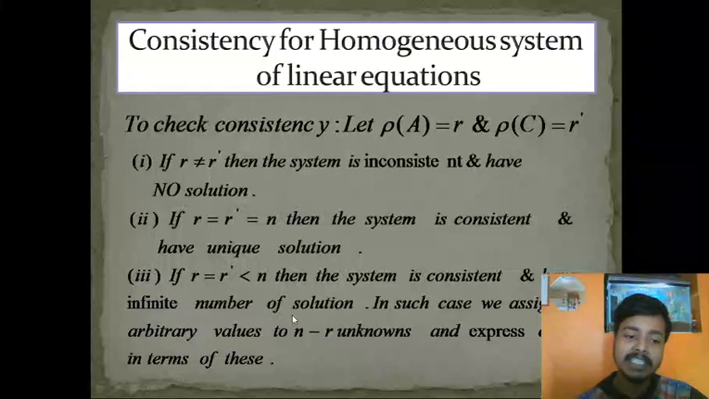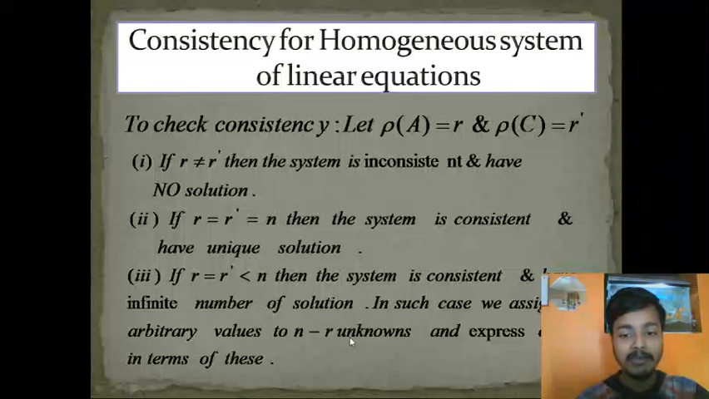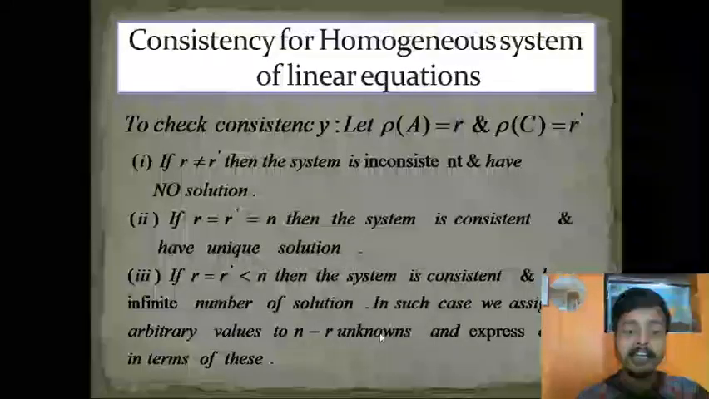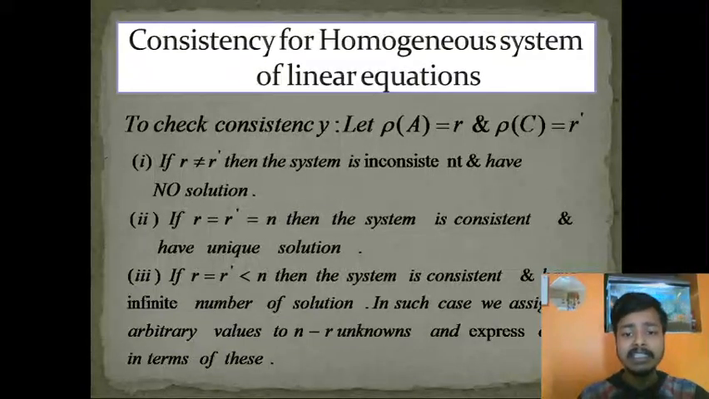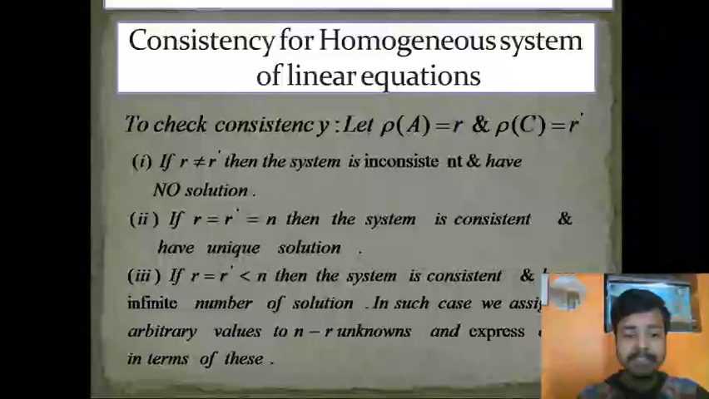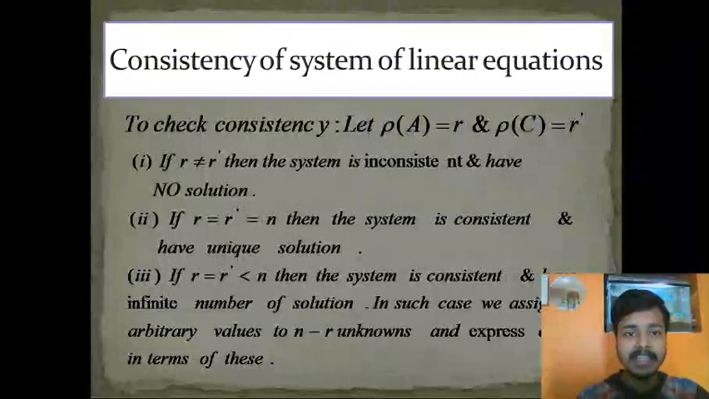So just take care of this in your mind, that this is an infinite number of solutions. Okay, so in such a case what we have to do is assign arbitrary values to n minus r unknowns and express the other unknowns in terms of those n minus r unknowns. Okay, so these are just the revision. We have already seen these things in previous semesters or in previous classes.